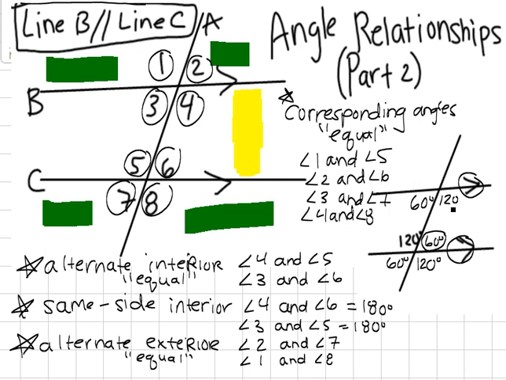And now I can use corresponding angles. The corresponding angle to the circled angle, 60, would be right here. So that would have to be 60 degrees. And then I can use my vertical angle knowledge or my supplementary angle knowledge or even my corresponding angle knowledge to fill in this angle right here, which would be 120 degrees.